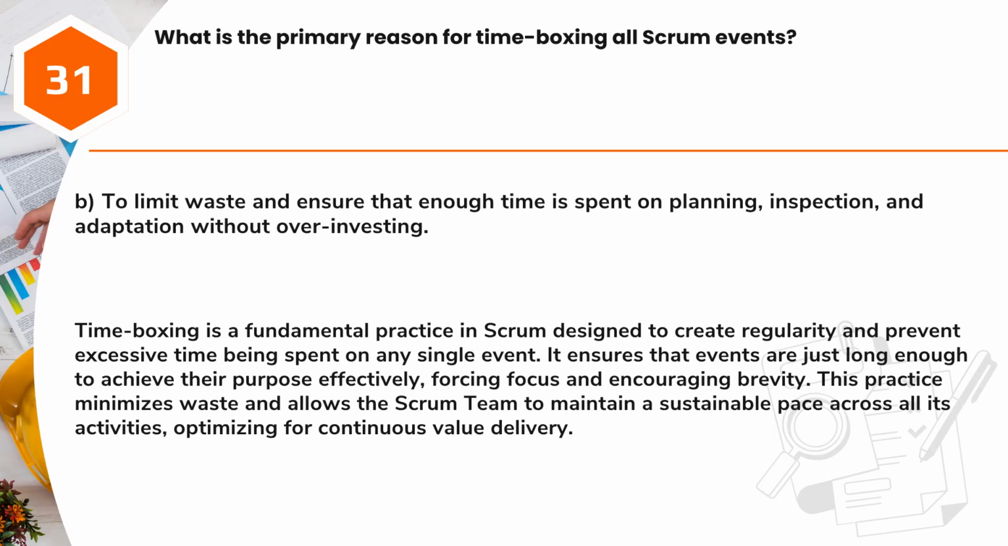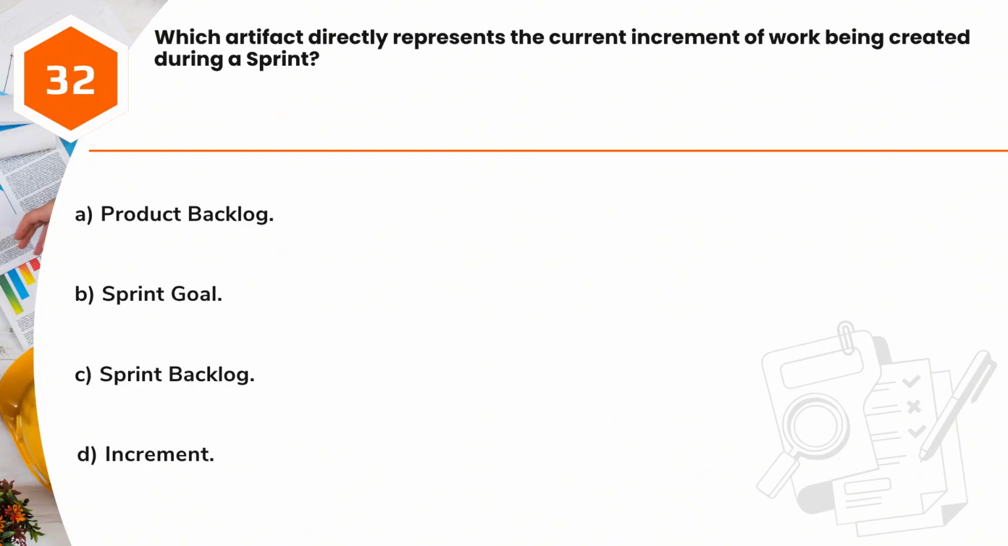Answer, B. To limit waste and ensure that enough time is spent on planning, inspection, and adaptation without overinvesting. Timeboxing is a fundamental practice in Scrum designed to create regularity and prevent excessive time being spent on any single event. It ensures that events are just long enough to achieve their purpose effectively, forcing focus and encouraging brevity. This practice minimizes waste and allows the Scrum team to maintain a sustainable pace across all its activities, optimizing for continuous value delivery.